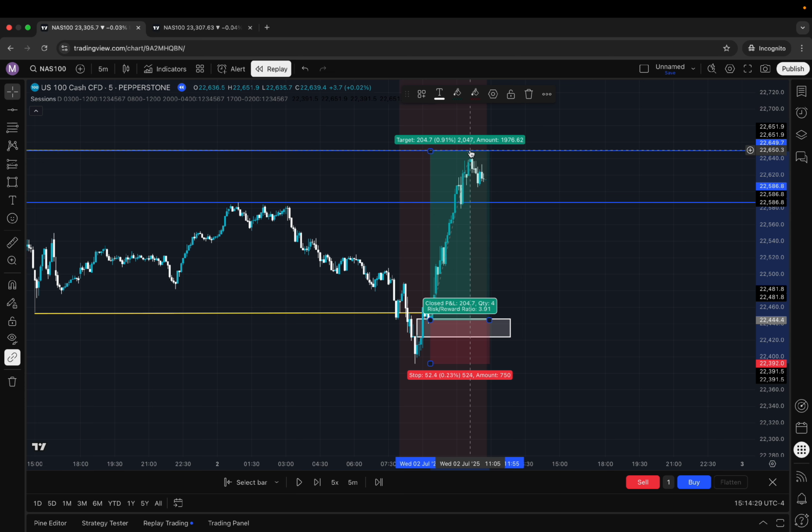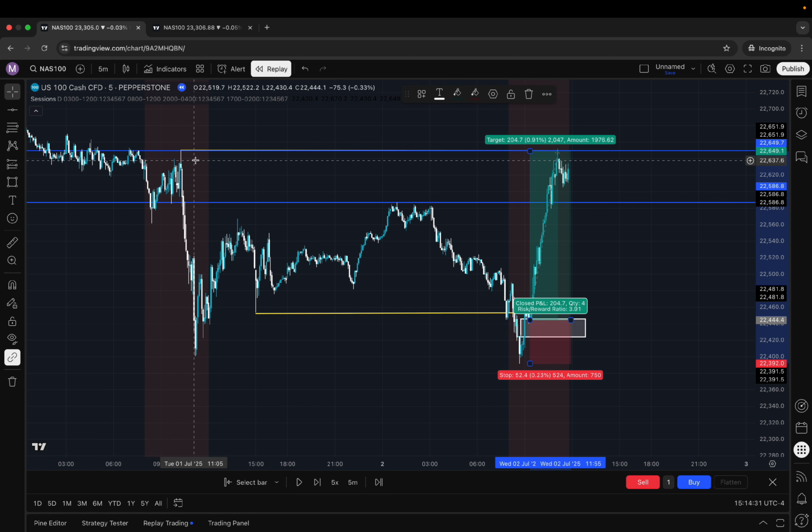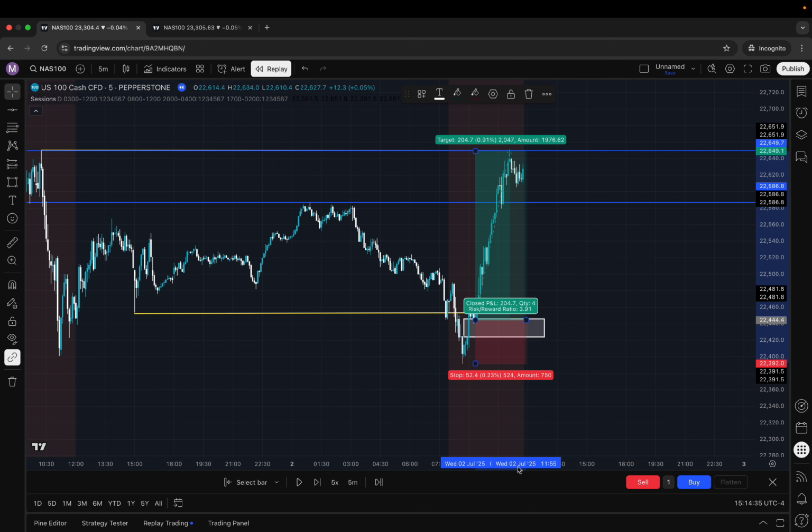And as you guys can see, we wicked and took out this high exactly. So if you were to have held your trade till the end, you would have hit a 1 to 3 risk to reward ratio, well almost a 1 to 4.